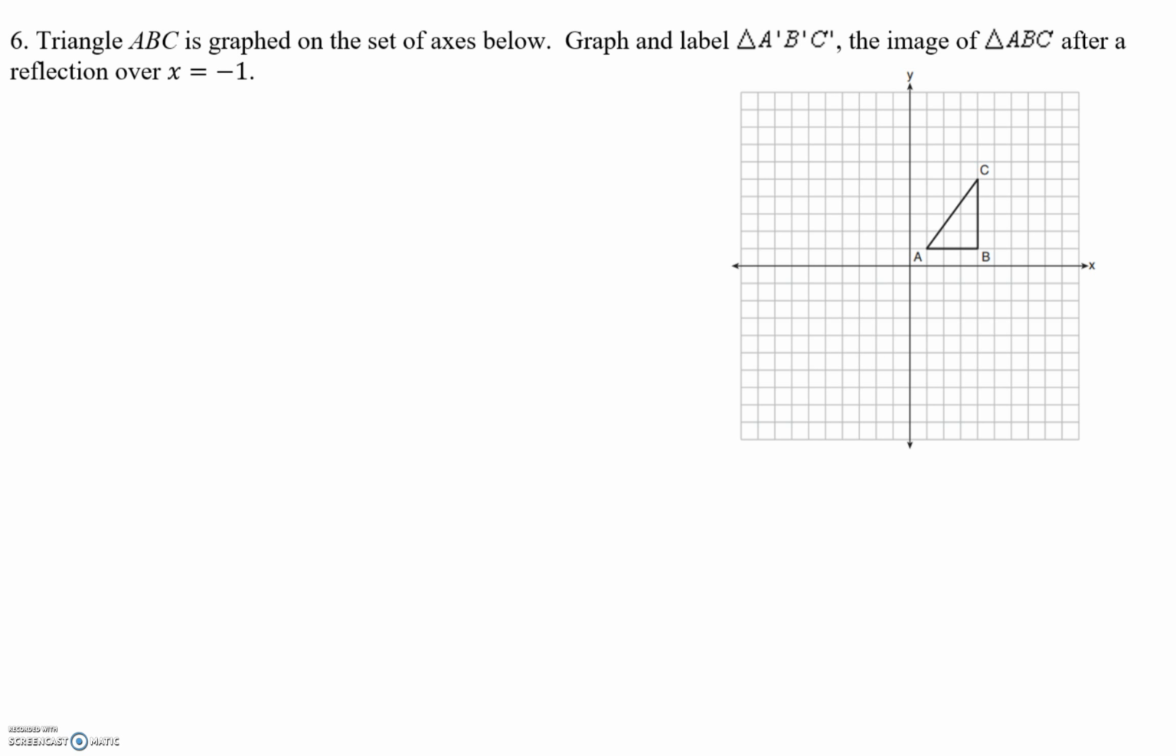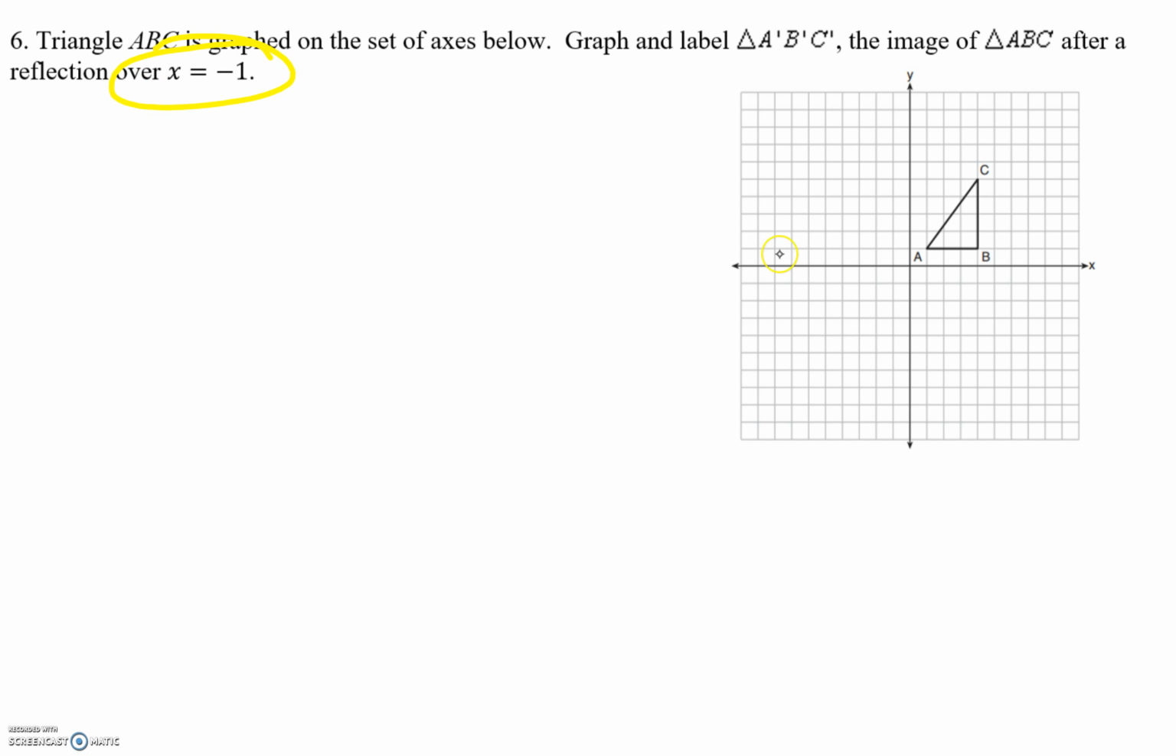Okay guys, so let's look at number 6. Triangle ABC is graphed on the set of axes below. Graph and label A prime, B prime, C prime, which is the image of triangle ABC after a reflection over x equals -1. So let's locate the line x equals -1.